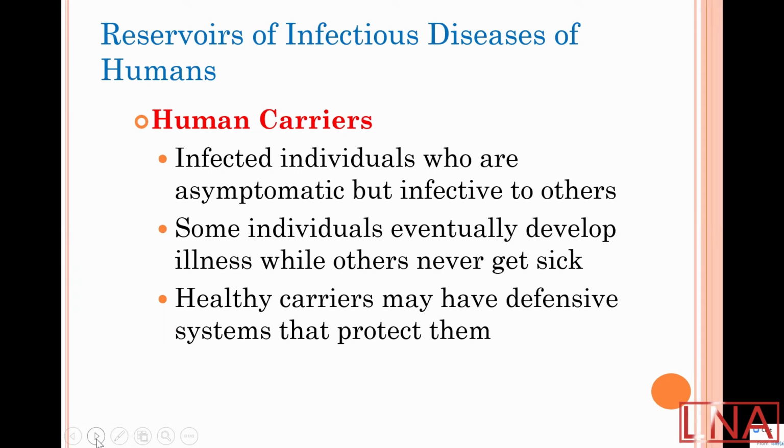Human carriers. You know, a lot of infections spread from people to people, and some individuals eventually develop illness while others never get sick. A very nice example here would be hepatitis A virus, when a lot of people do not show any kind of clinical manifestations. Instead, other people suffer very much from it. So also a healthy carrier may have a defensive system that protects them, perhaps.